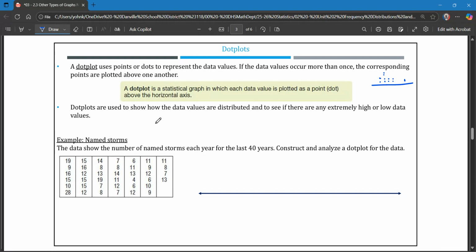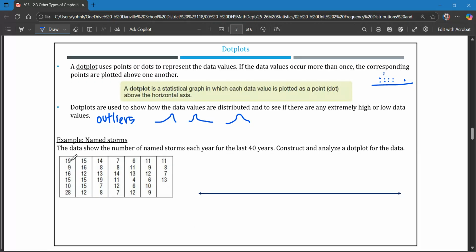Dot plots are used to show how the data are distributed and to see if there are any extremely high or extremely low data values. You can also see if there are any outliers here. You can also see if there is a trend for negatively skewed distributions or positively skewed distributions, or if something is symmetric. From where the dots are, you're going to be able to see the skew of the distribution. So here we have data showing the number of named storms each year for the last 40 years. Construct and analyze a dot plot for the data.